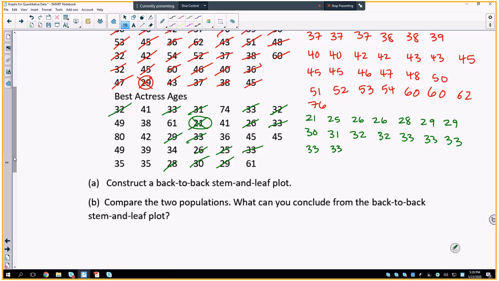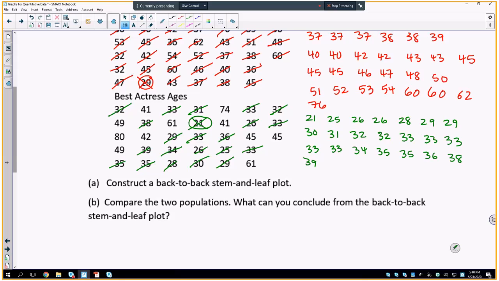Then 35 is the next one that I see. Nope, here's 34. Then 2 35s. And what else? 36. And 38. And I have 39. All right.